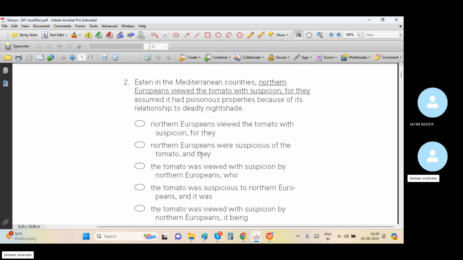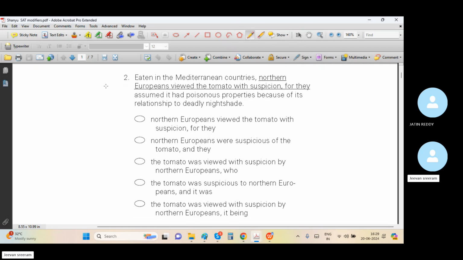So let me teach you this. Read this question aloud. Eaten in the Mediterranean countries, Northern Europeans viewed the tomato with suspicion, for they assumed it had poisonous properties because of its relationship to deadly nightshade.